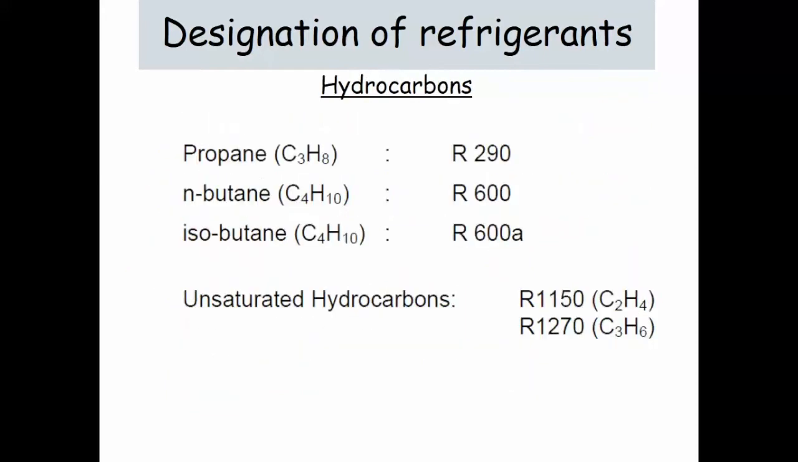Next are the hydrocarbons. Various hydrocarbons like propane, butane and isobutane have different designations. There is no common structure between these, like R290, R600, R600A. The A is there because isobutane has the same chemical formula but a different structure. Unsaturated hydrocarbons: R1150 is C2H4, and R1270 is C3H6. These are the various designations for the hydrocarbons.